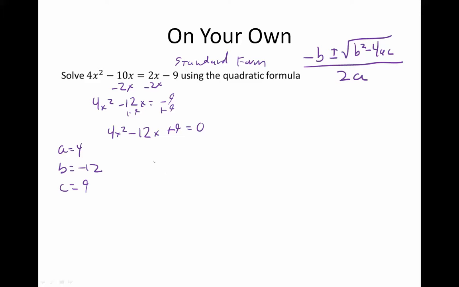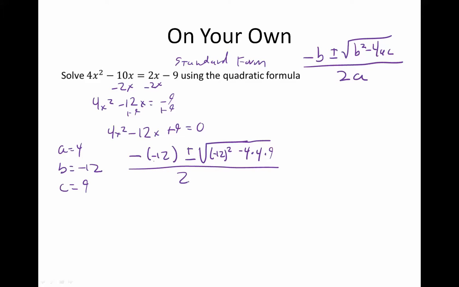Therefore, we've got negative 12 plus or minus the square root of negative 12 squared minus 4 times 9, and that's all over 2 times 4. Negative 12 is positive 12, plus or minus. 12 squared is 144. And then we have 4 times 9, which is 36, so this is minus 144, or you have negative 4 times 9, that's negative 144. And that's all over 8.